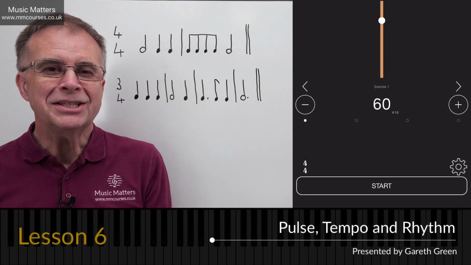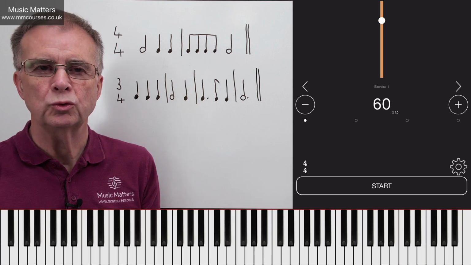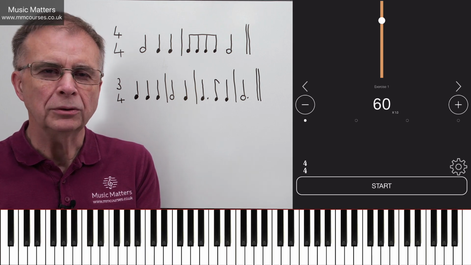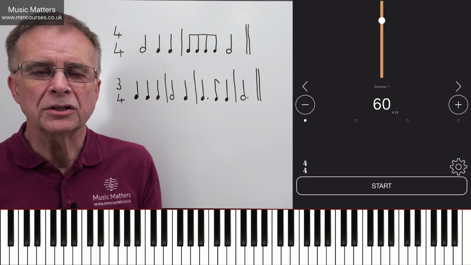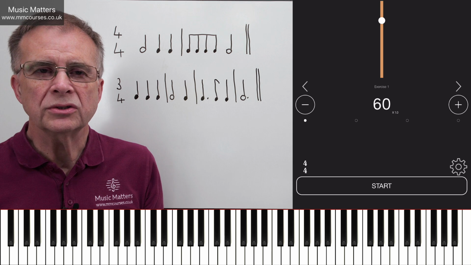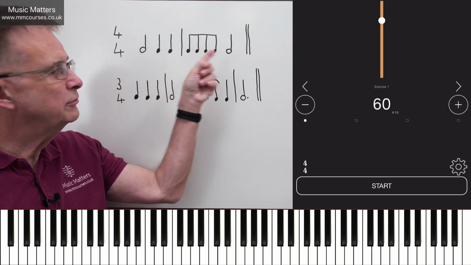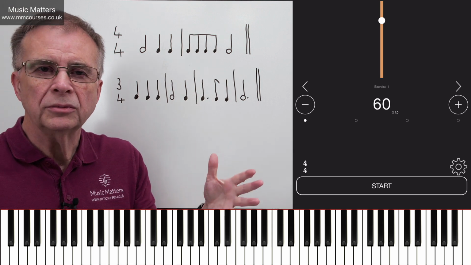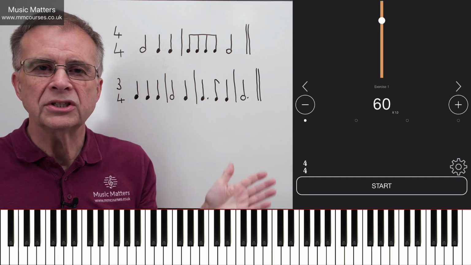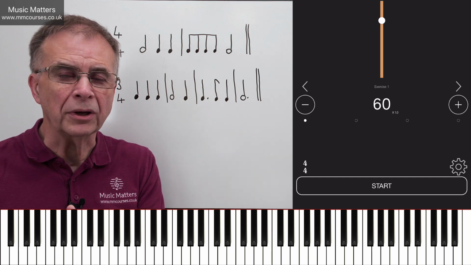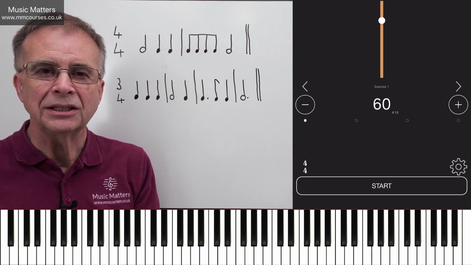Hi, in this video I just want to be clear about the difference between rhythm and tempo and pulse, which at one level may seem very obvious to most people, but it does cause some confusion because of course I can have a rhythm in 4/4, but that rhythm could go very quickly against one tempo or could go very slowly against another tempo. And whatever the tempo is, we need to have a steady pulse.